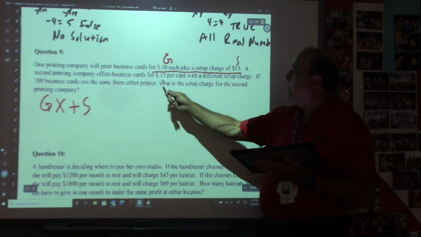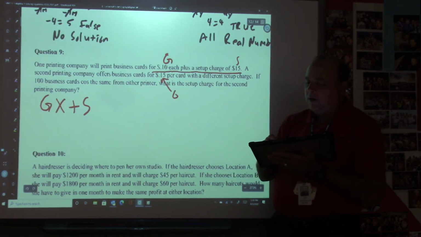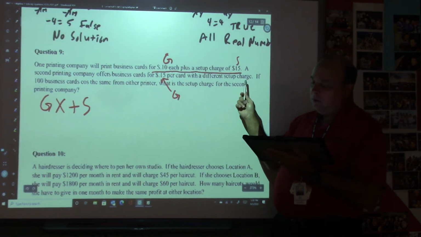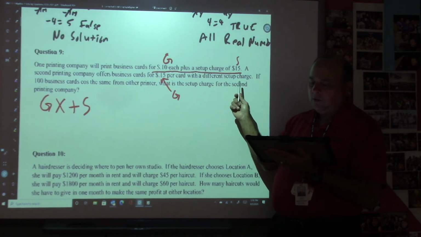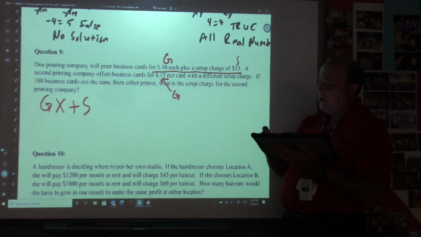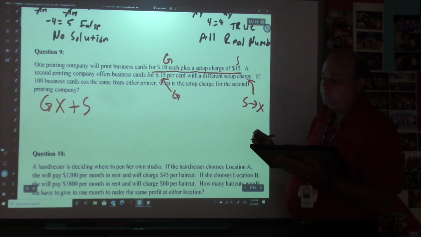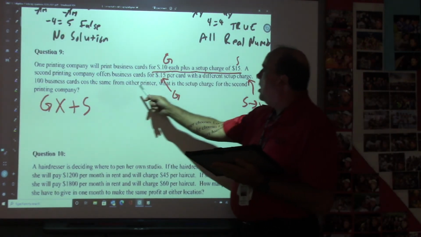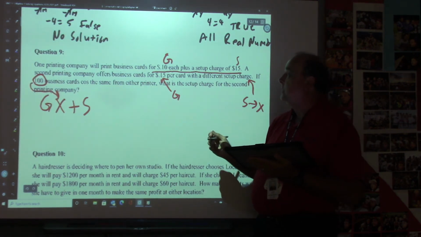Now the other company is 15 cents a card. It's more money in it. That's going to be our growing number. But with a different setup, if 100 business cards, what is the setup charge for this? Okay, so we do not know the setup charge, so we do not know this starting number here. So the starting number is going to be X. And we know that we're going to have 100 business cards, right? So the 100 is going to go into this X.